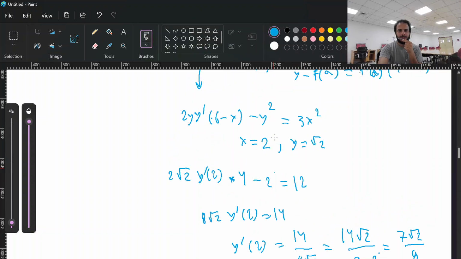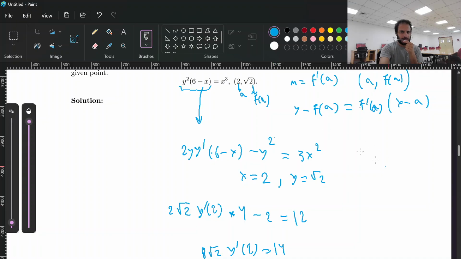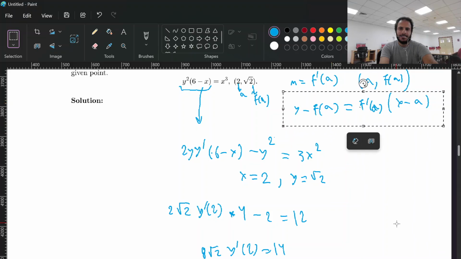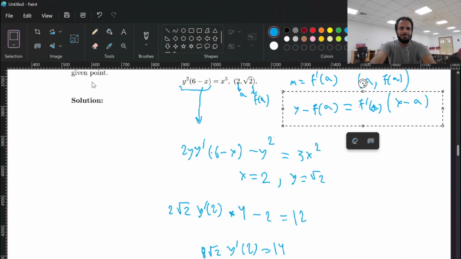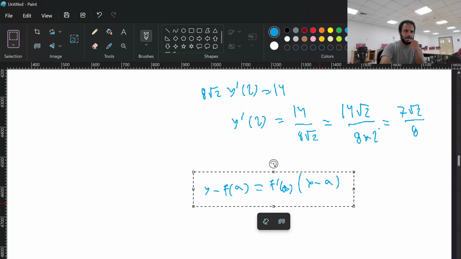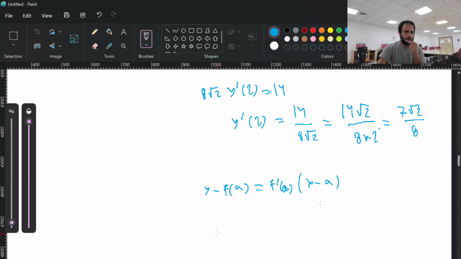Now, what's next? We just substitute in this nice formula, right? Yes, let's substitute. So the y value is the square root of 2. So y minus the square root of 2 equals 7 square root of 2 over 8 times x minus 2.